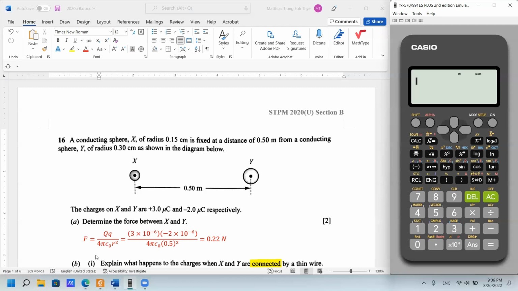So we have Coulomb's law, and the formula is equal to the product of charges, which are given in the question, divided by 4 pi epsilon r squared. So you should obtain the answer as 0.22 Newton in A.